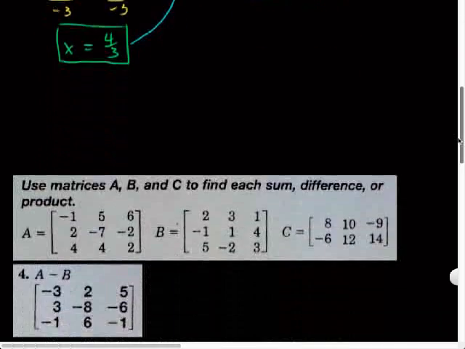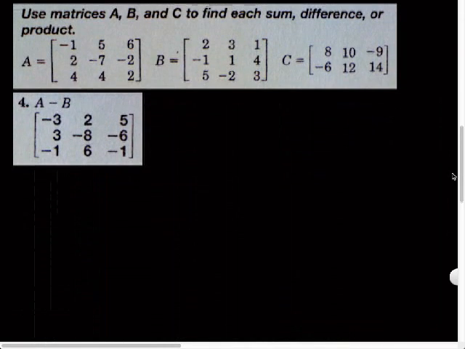So scrolling on down, there was a second set of problems. It said use matrices A, B, and C to find each sum, difference, or product. And problem 4 was a difference. It said matrix A minus matrix B. Now, what is the size of matrix A? 3 by 3. And matrix B is a 3 by 3. Since they're the same size, I can, in fact, subtract their elements. So A minus B, what size is my answer matrix going to be? 3 by 3 makes sense.